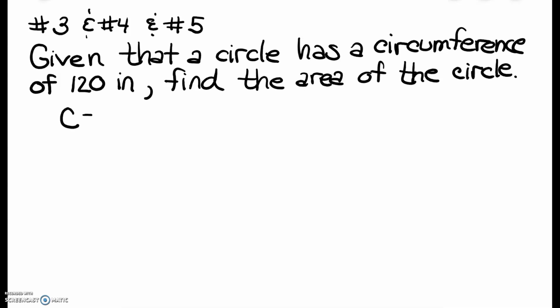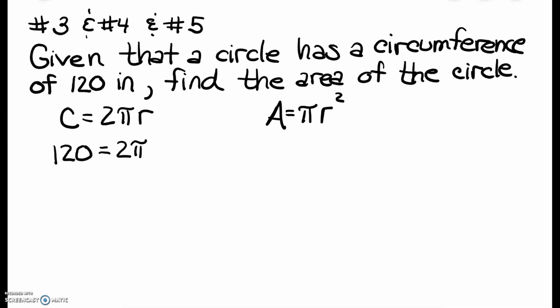Well, I'm going to write down my circumference formula, and since my area formula requires the radius, I'm going to write down the formula for circumference that includes the radius and not the diameter. So I know the circumference of the circle is 120 inches. So I'm going to use my circumference formula, put in 120 for my circumference so that I can find the radius of my circle.